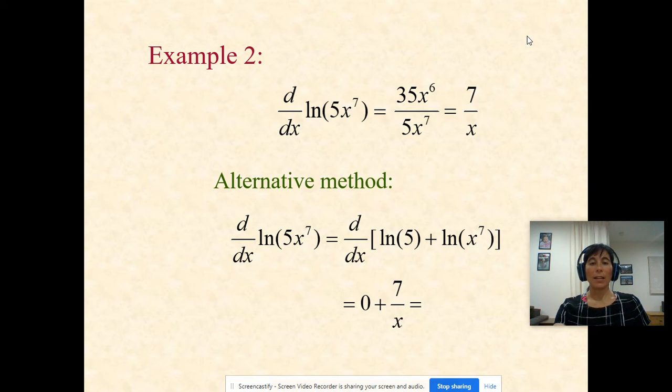So if you differentiate log 5, that's just a constant, so that's going to differentiate to 0. When we've got x to the power of 7, so log of x to the power of 7, we've already figured that one out, that's going to just give us 7 over x. So again, we're getting the same answer, we're just using some of our log rules sometimes.